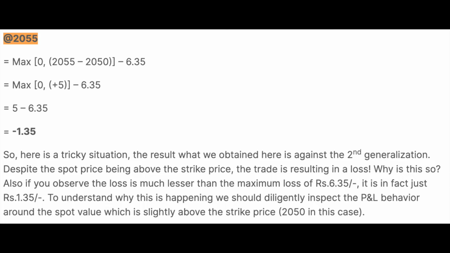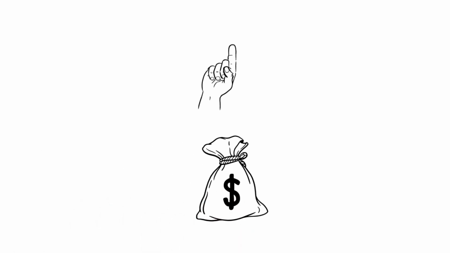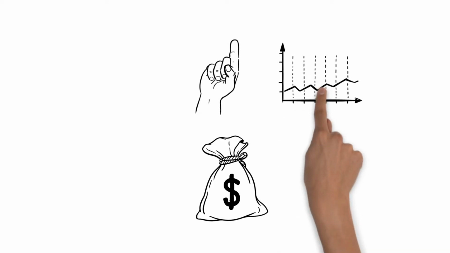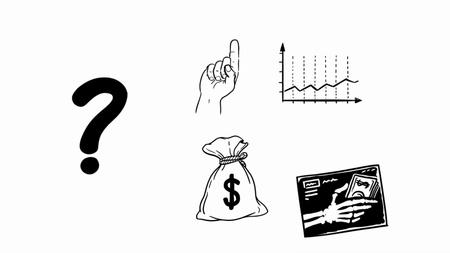At 2055: max(0, 2055 - 2050) - 6.35 = max(0, +5) - 6.35 = 5 - 6.35 = -1.35. So, here is a tricky situation. The result of what we obtained here is against the second generalization. Despite the spot price being above the strike price, the trade is resulting in a loss. Why is this so?